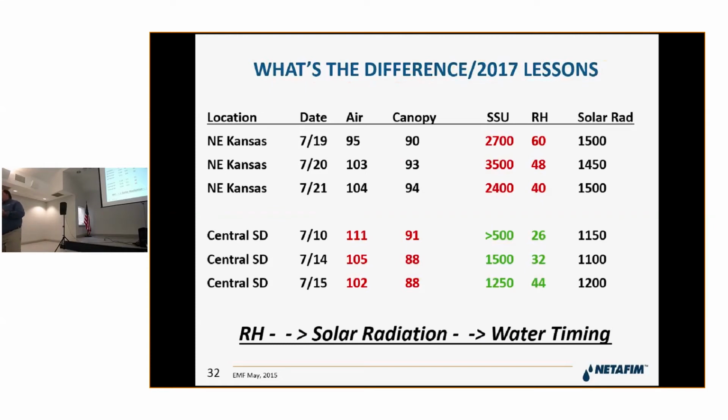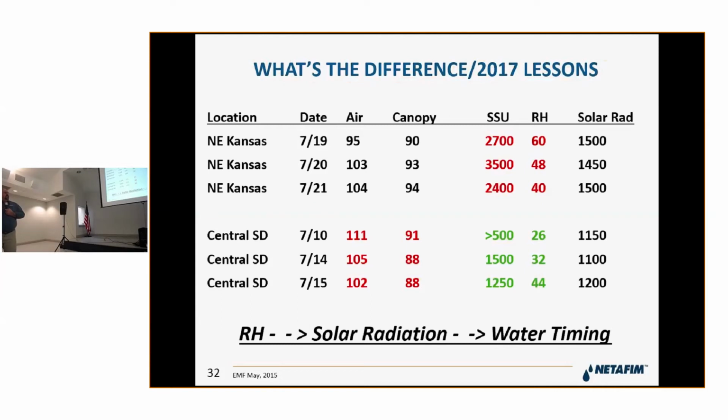So let's go back to those same two sites. In northeast Kansas was the 3 days that we looked at. The air temperature of 95, the canopy of 90. We had a very high stress unit, 2,700. What's our goal? Keeping it under 1,500. So we're above that 1,500. Our humidity was really high, 60% humidity on that day. Also in Kansas, the next day was 103. Our canopy temperature was 93. A lot of heat units again, relatively high on relative humidity, RH. Same thing on the 21st.